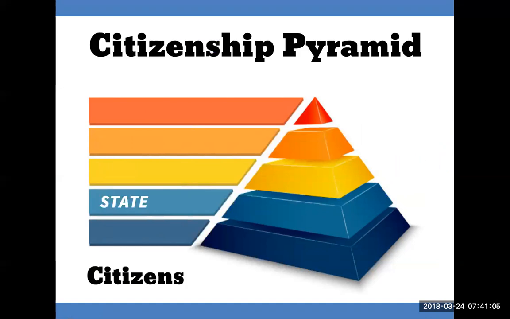Next, we have state. Our country is made up of 50 states and a district too. You are a citizen of the state where you live. Write the name of your state here.